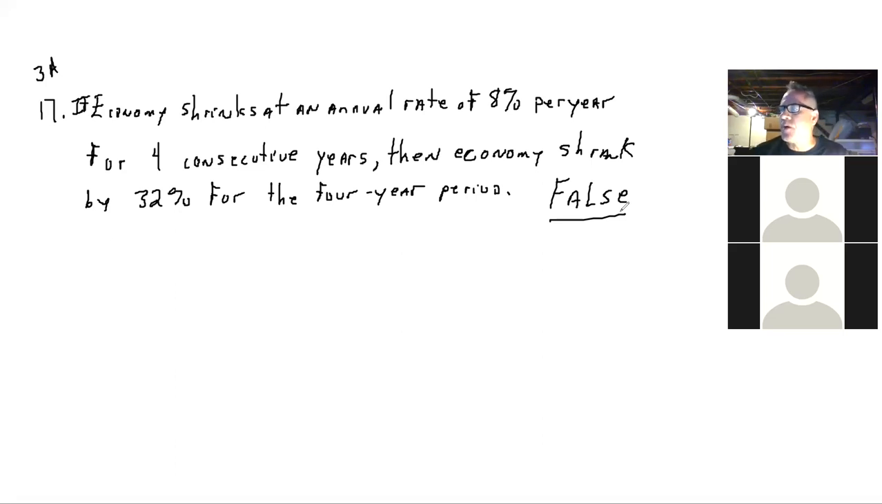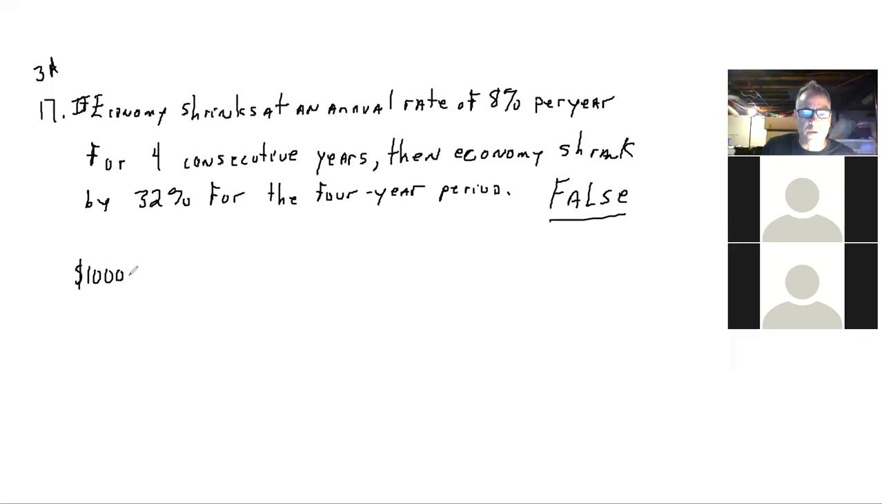But to get this problem right, you're going to have to figure out what the actual percentage is that the economy shrinks. And so here's a way to go about it. I just started with a number. It could be any number. I just said, okay, as a for instance, let the national economy be $1,000. Just a nice round figure.